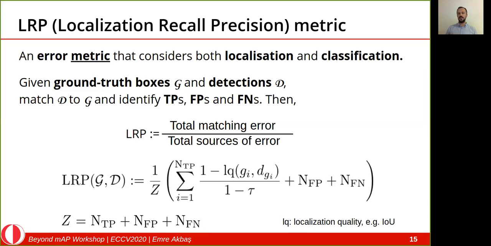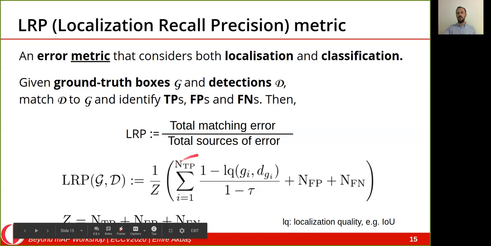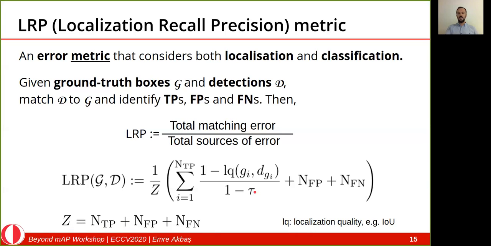But when there are matches, again you count the unmatched detections as the number of false positives, unmatched ground truths as the number of false negatives, and for the matches, they contribute to the LRP by their localization error. And here tau is the threshold that is used in the intersection over union criterion, which is typically taken as 0.5.